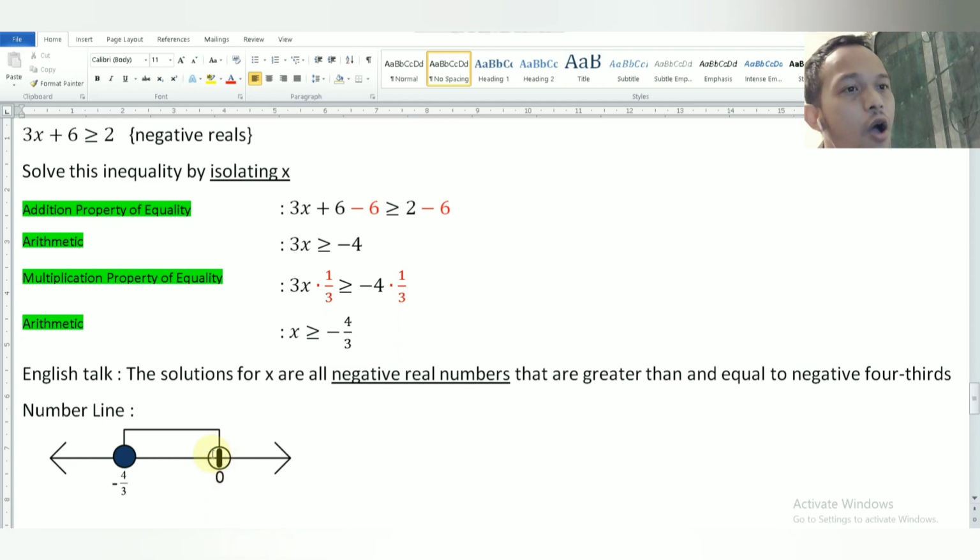Why? Because the negative real that's really close to 0, for example negative 0.00000001, must be included. So there is no other way to point that except by using an open circle. It means for the open circle, 0 is not included, but the closest possible negative real to 0 is included.